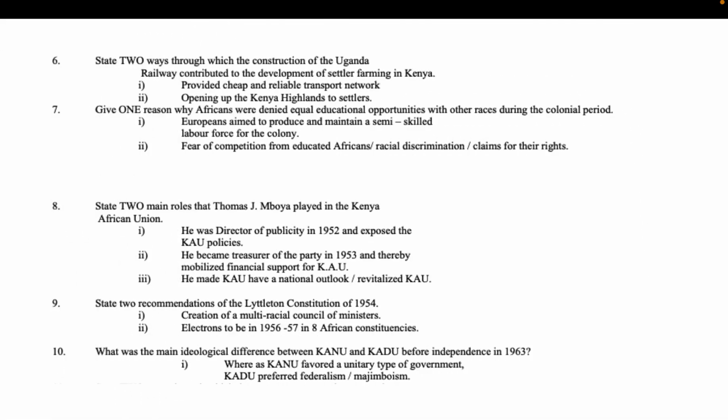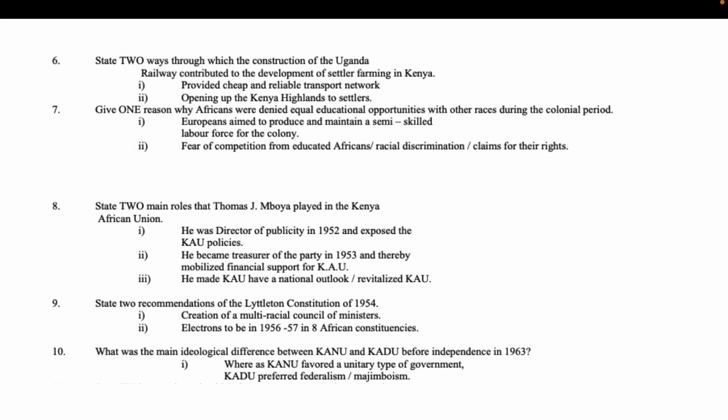6. State 2 ways through which the construction of the Uganda Railway contributed to the development of settler farming in Kenya. I. Provided cheap and reliable transport network. II. Opening up the Kenya highlands to settlers.